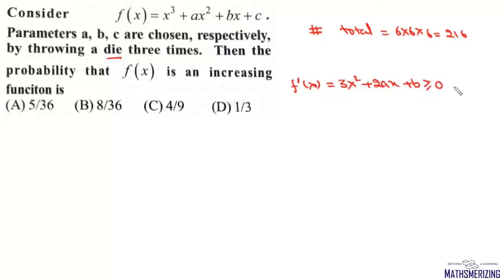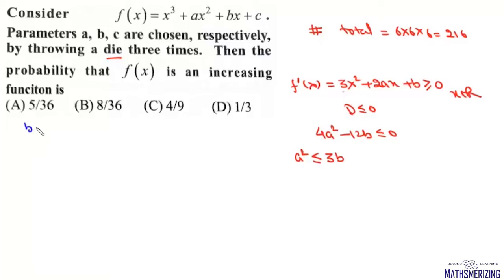Now this is always positive for all x when leading coefficient is positive and when discriminant is less than or equal to 0. So the condition that we have here is 4a square minus 12b should be less than or equal to 0, or when a square is less than or equal to 3b. Now we need to choose the values of a and b.